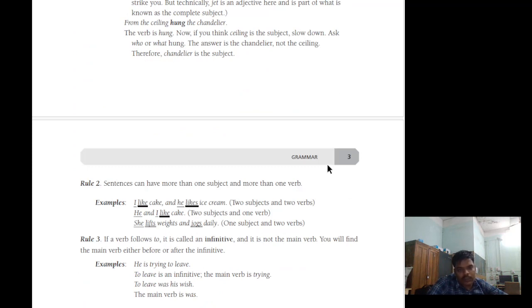Next, rule 2. Sentences can have more than one subject and more than one verb. I like cake and he likes ice cream. He and I like cakes. She lifts weight and jogs daily.